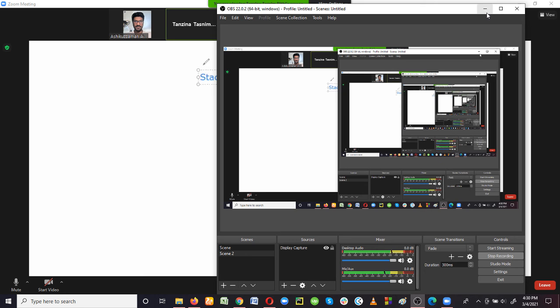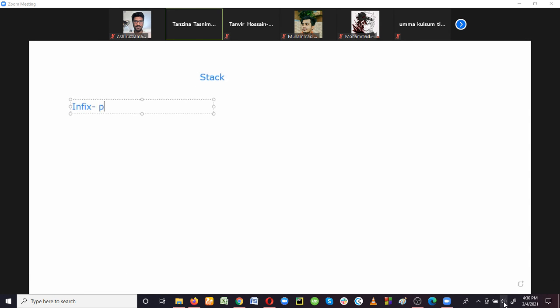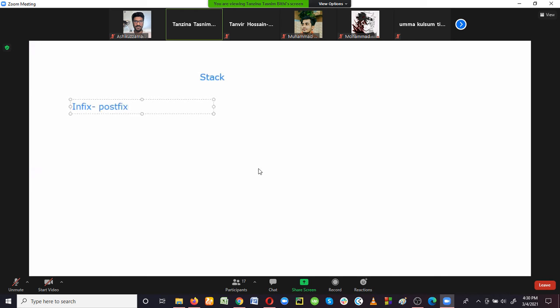Last topic was when infix notation is given, how we can convert it into postfix notation. Infix to postfix, and that is also using stack.